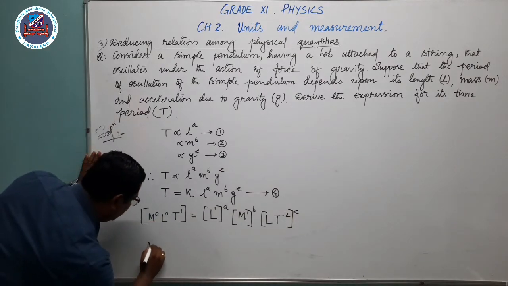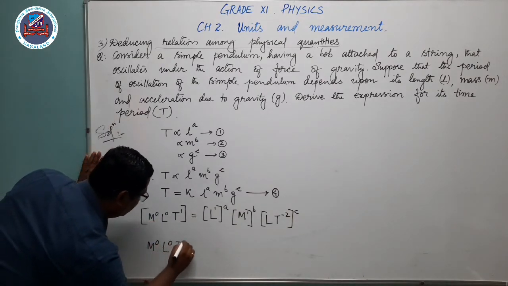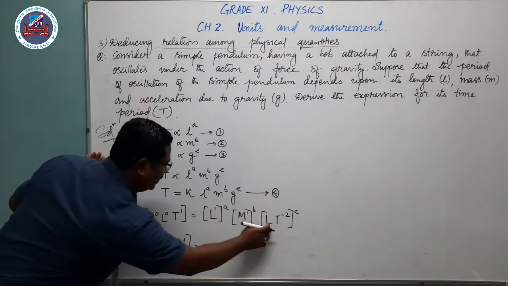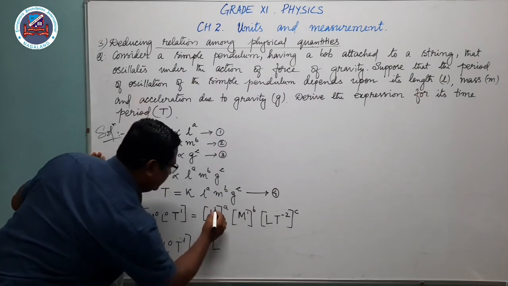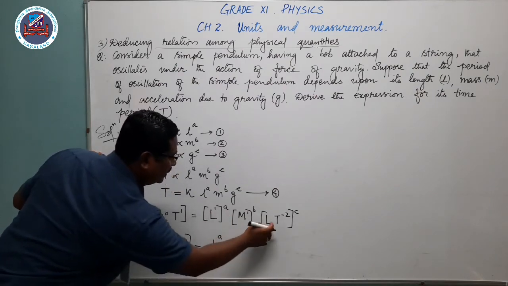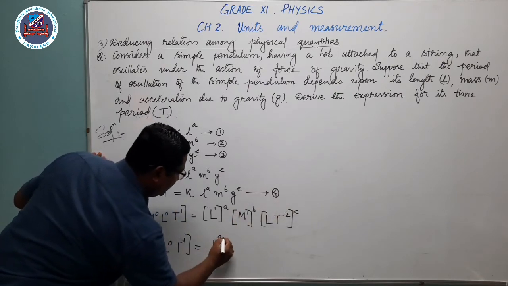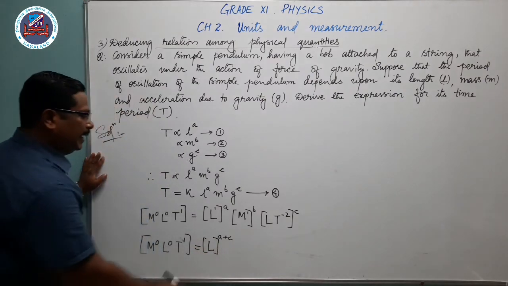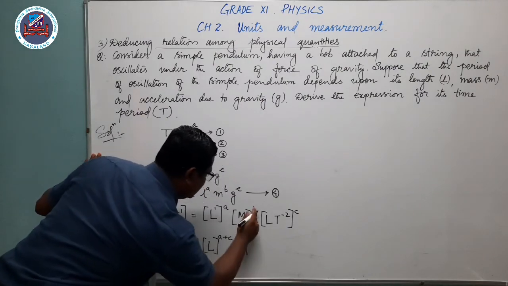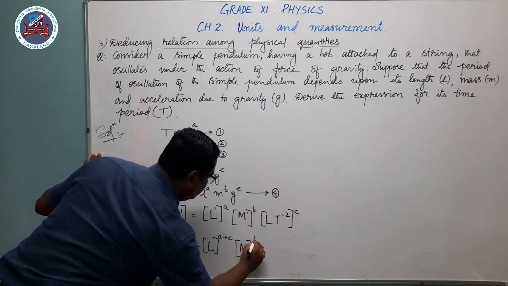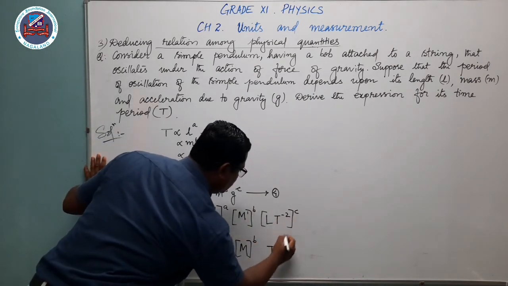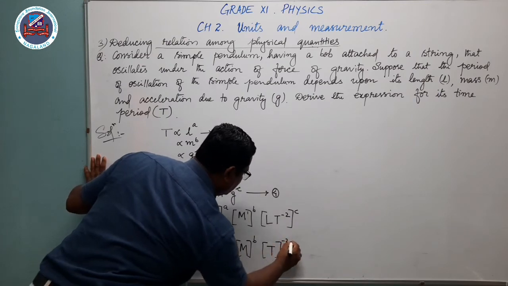Here M power 0, L power 0, T power 1. If you write like this, we'll group together L: 1 into A is A, and here the power is C, so A plus C. Better to write outside like this, you can write L to the power A plus C. Then M is individual, only one term, power B. And T also you have only one term, T is raised to the power minus 2C.